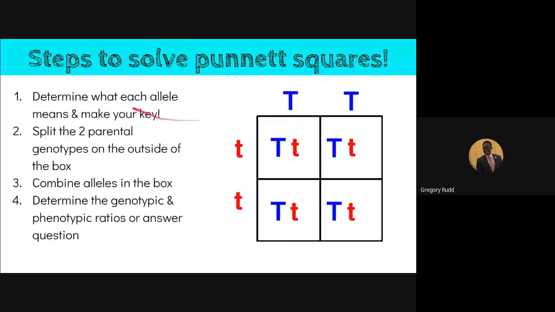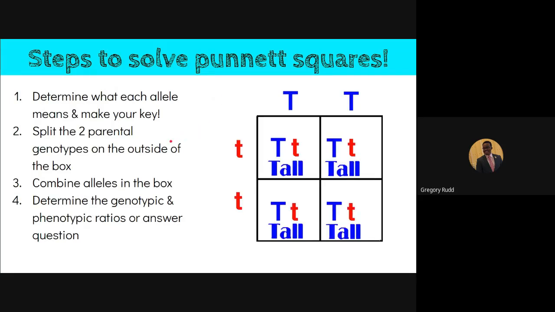I do want you all to write down these steps to complete your Punnett squares. It's always a good idea to start by making a key. So somewhere on the outside of your Punnett square, you would want to write capital T equals tall trait, lowercase t equals short trait. So make some kind of key to remind yourself what these letters and alleles represent.